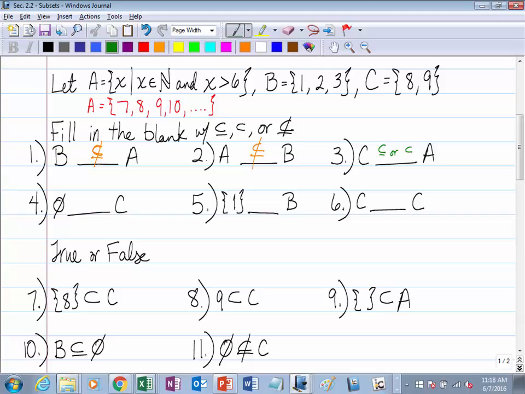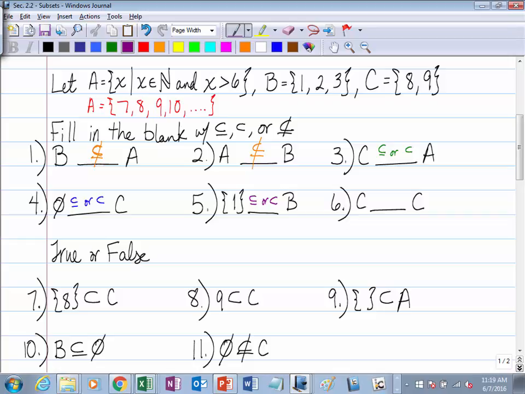So the empty set is a subset of anything. And as long as the other set we're saying it's a subset of is not the empty set as well, we can also say it's a proper subset. The set containing 1, is that a subset of B? Yes. And it's also a proper subset since there are other elements in B other than 1.